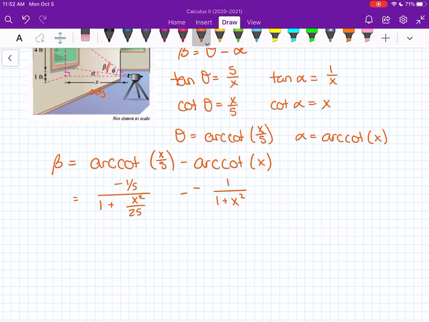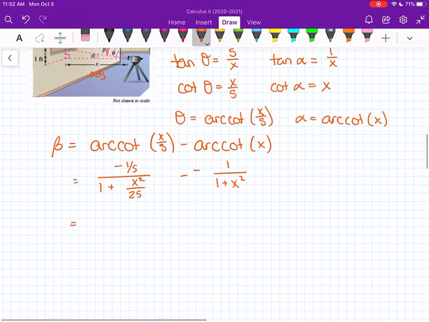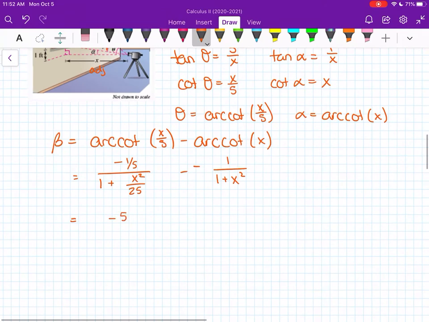So now I'm going to simplify this. I don't like fractions within fractions. So I'm going to multiply the numerator and the denominator of that first fraction by 25. So I get negative 5 over 25 plus x squared, plus 1 over 1 plus x squared.